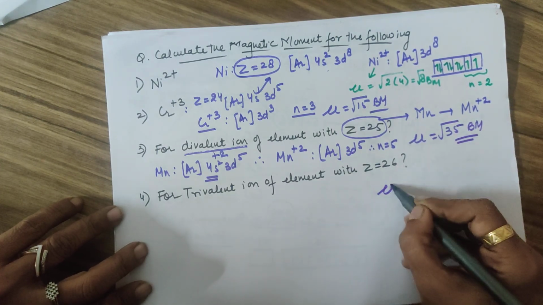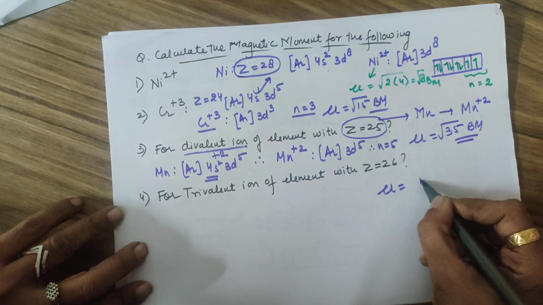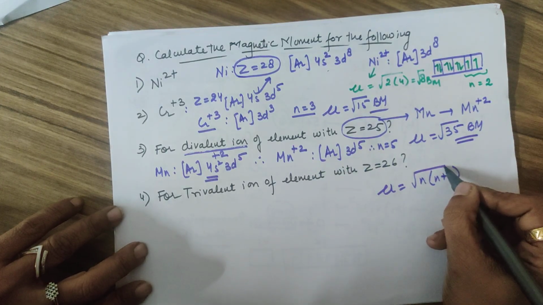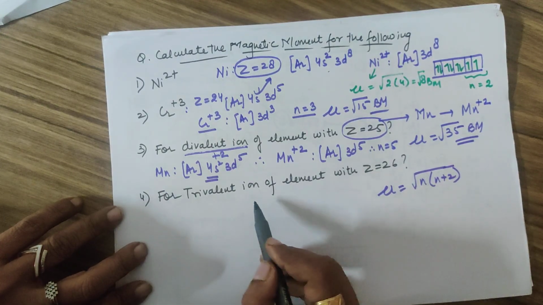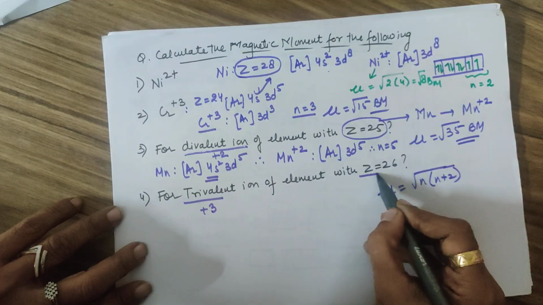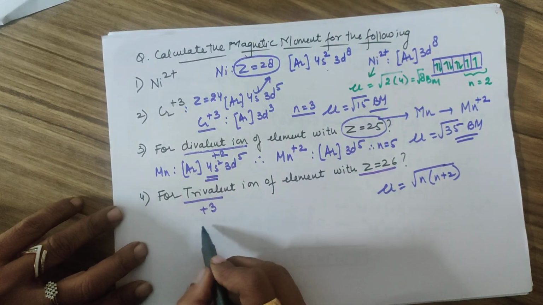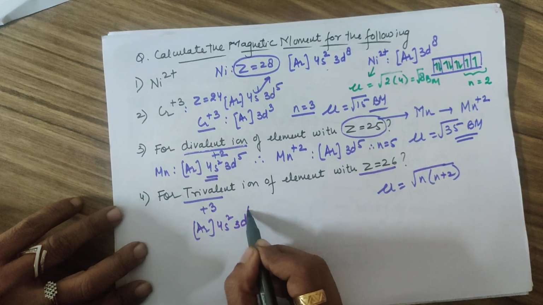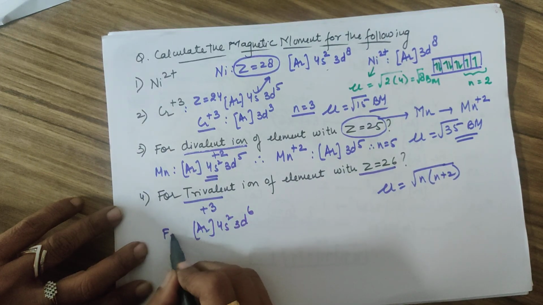I already told you the formula for magnetic moment is under root of n into n plus 2. What is n? n is the number of unpaired electrons. The last question, trivalent, that is plus 3, for an element with atomic number 26. So if the atomic number is 26, your configuration is argon 4s2 3d6, and actually this is iron.